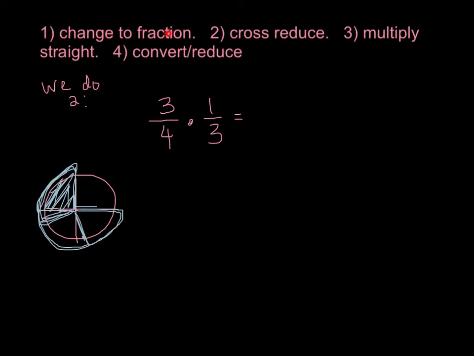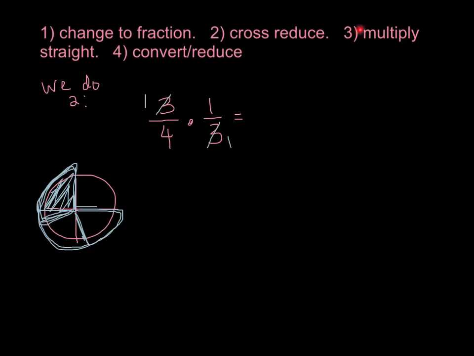So step 1, change them all to fractions. Well, that is a fraction, and so is that. That step's all done. Step 2, cross-reduce. Is there a number that goes into both 1 and 4? Other than 1? No. Is there a number that goes in evenly to both 3 and 3? Sure there is. 3 does, so let's do 3 into it. So we've got 3 goes into 3 once, and 3 divides into 3 once.